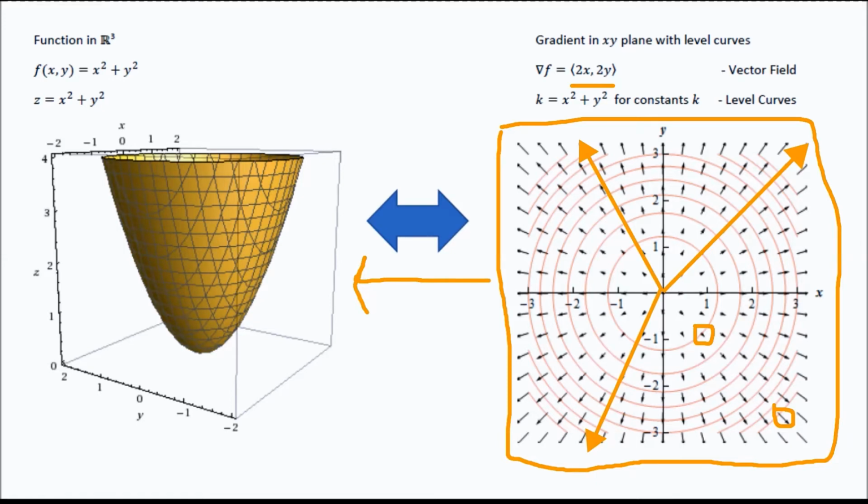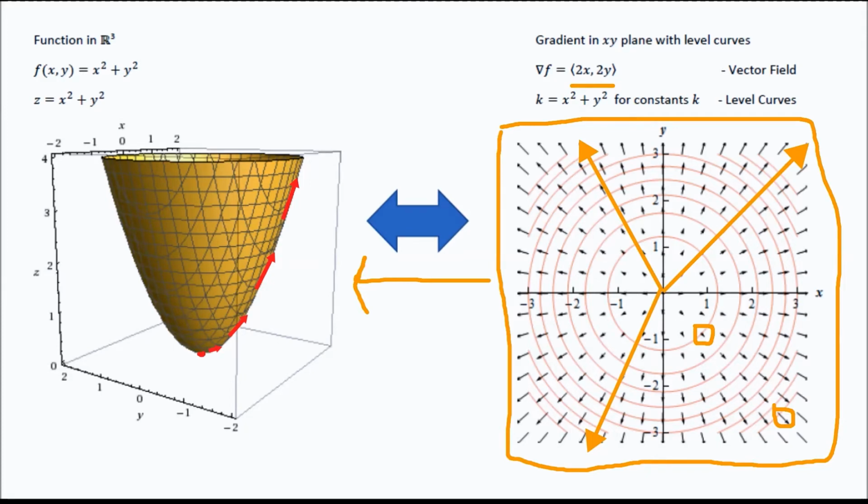Here is the origin of my 3-dimensional function over here. And as I move out, right, those gradient vectors are very small. But then as I start getting further and further away from the origin, the slope is becoming greater and greater. That rate of change is increasing. And so my vectors are getting bigger and bigger.